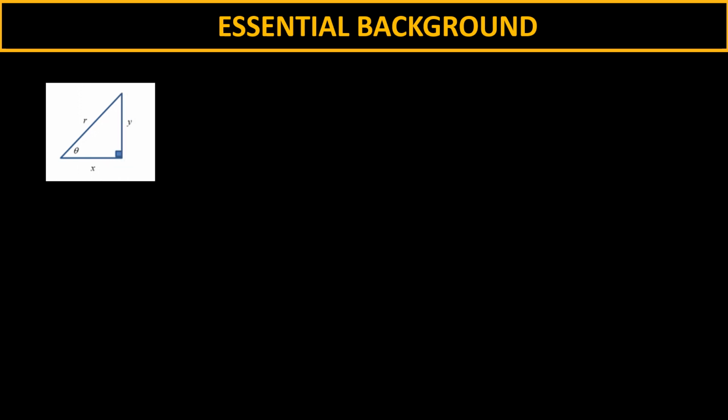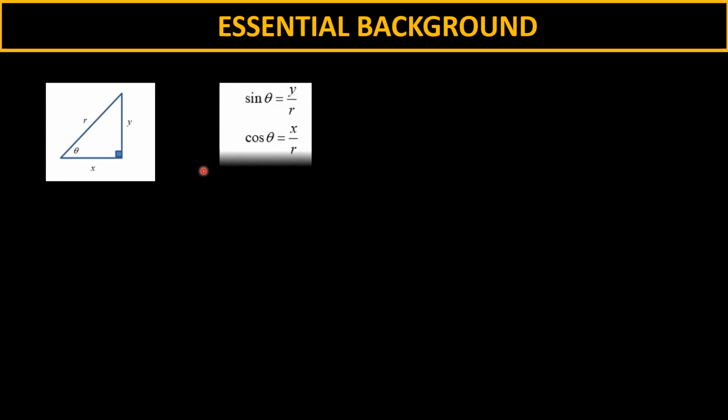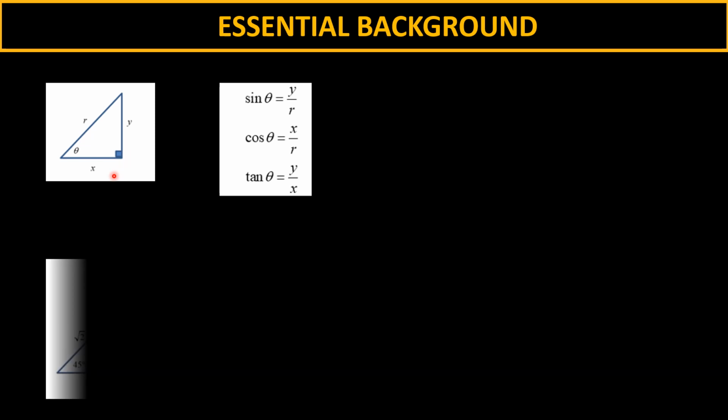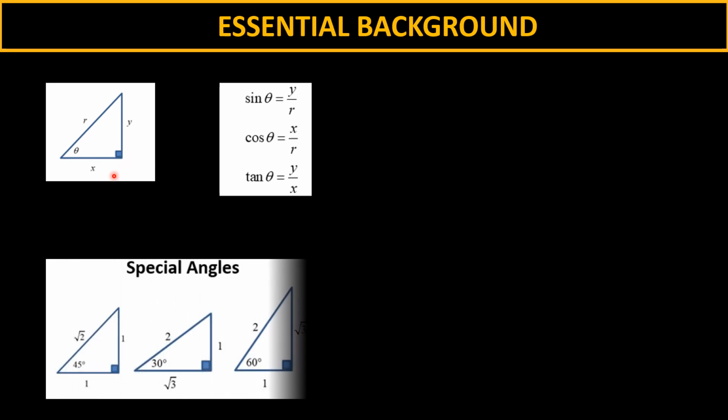So if we have a right angle triangle, there we have angle theta. This is a right angle triangle. So sine of theta is y over r, cosine of theta is x over r, tangent of theta is y over x, which you can also interpret as opposite over hypotenuse, or adjacent over hypotenuse, or opposite over adjacent.